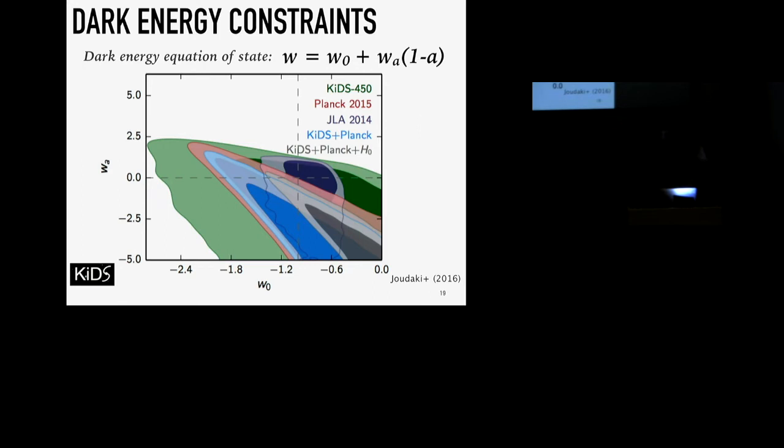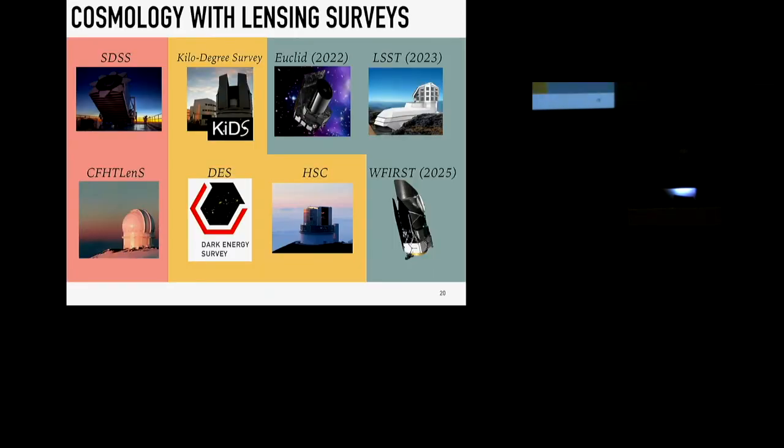Again, this is a result from the Kilo Degree Survey, where you see our contours on the value of this w parameter, now Taylor expanded into two numbers, w0 and wa. If the universe were a cosmological constant, then the data should be consistent with this cross over here. And if you start seeing departures from that, then you might be in a situation where this is not a cosmological constant anymore. But the constraints for now are very broad, so we're waiting for the next generation of surveys to improve on that situation.